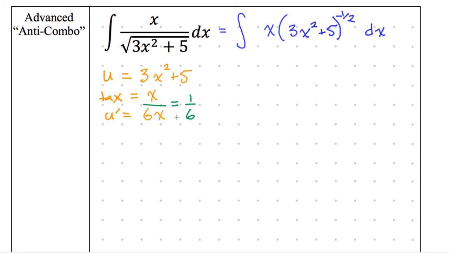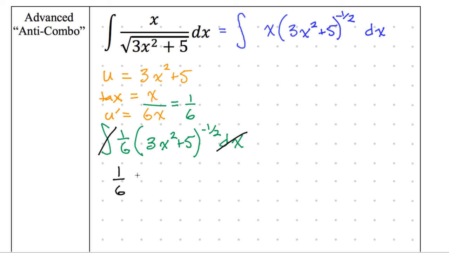Okay, let's go ahead and pay the taxman. Arrow, you can do this. When I pay the taxman, my new integral becomes 1/6 times 3x squared plus 5 to the negative 1/2 dx. All right, perfect. Rochelle, you want to take the antiderivative for us? So it would be 1/6 times 3x squared plus 5 to the power of 1/2.